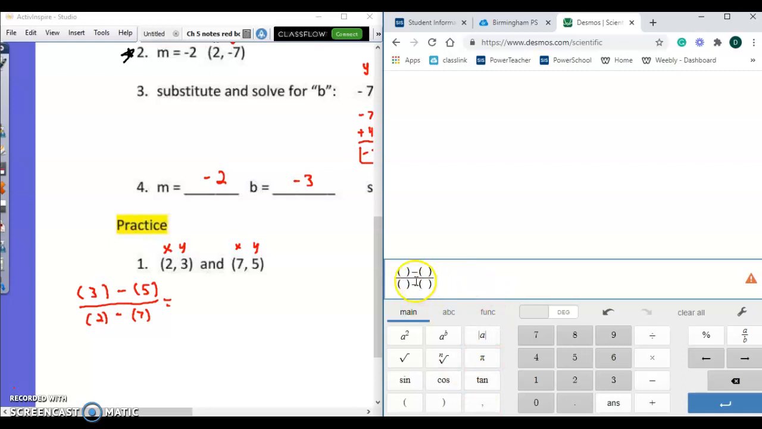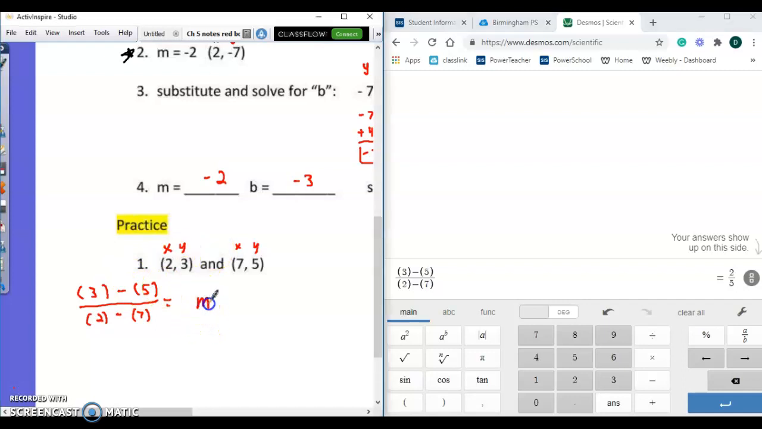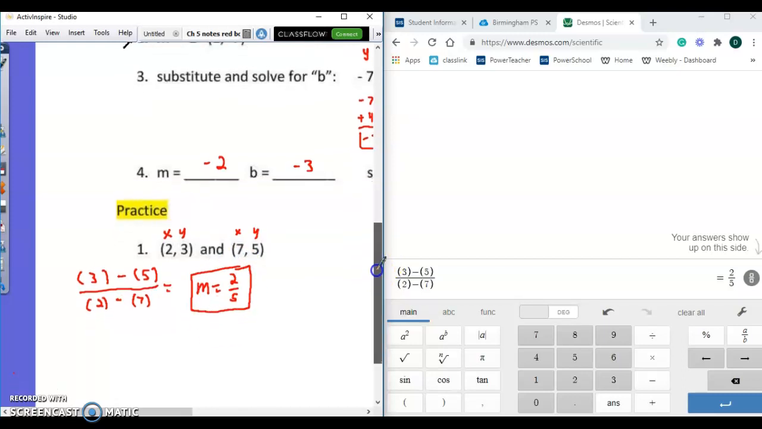Okay, so let's go ahead and type in the numbers. So I have 3, I have 5, and then I have 2, and I have 7, and that gives me 0.4, or I'm just going to call it 2 over 5. So let's use 2 over 5 as our m, because we like to use fractions as m. So m equals 2 over 5. So that's one piece of information that we need.